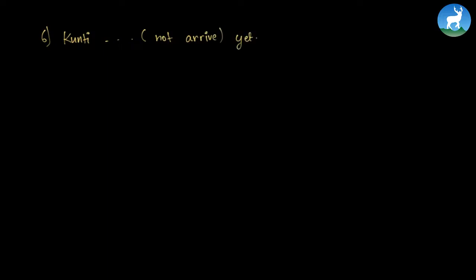Kunti not arrived yet. So Kunti has not arrived at this moment. We are talking about an event that should have happened, but the effect is still here and has not happened. So we need to use Kunti has not arrived yet. Why did we use has here? Because the effect of the action is concerned. We are concerned about the effect of the action. So Kunti has not arrived yet.